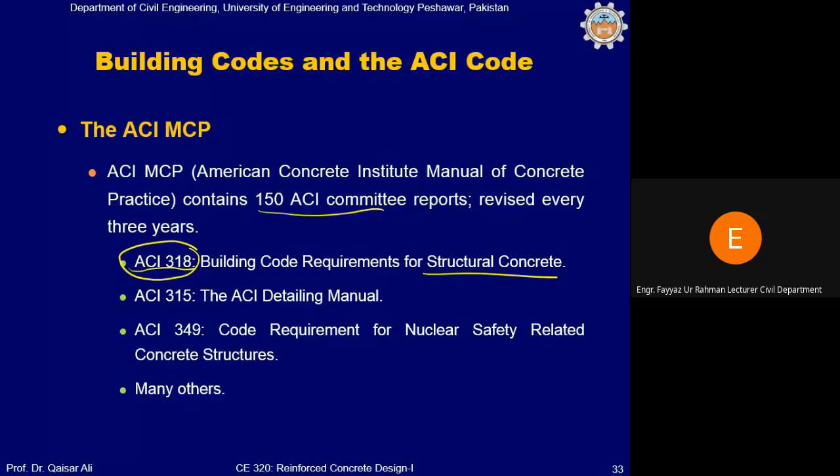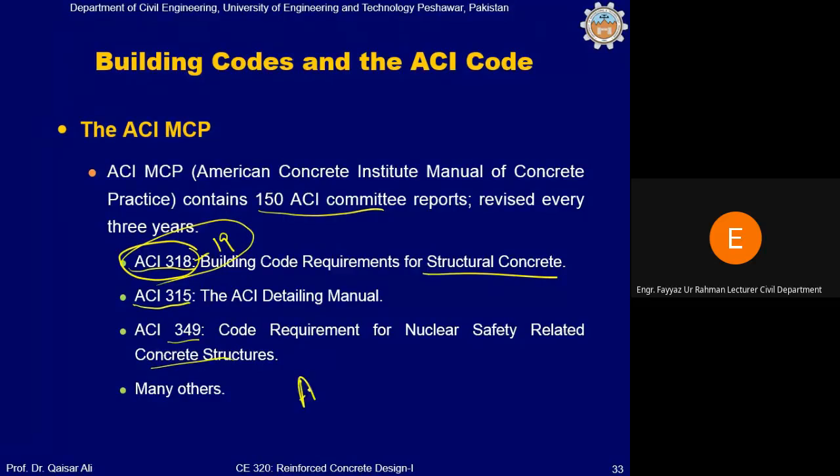In this course, we will be following ACI 318 for the structural design of the structural components. Clear? The latest version is ACI 318-19, which will be used in the design of reinforced concrete members. Then there's another committee report, ACI 315, which deals with the detailing of structural members. ACI 349 deals with nuclear safety related concrete structures, and many others.